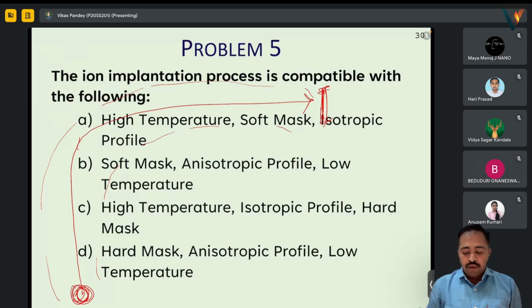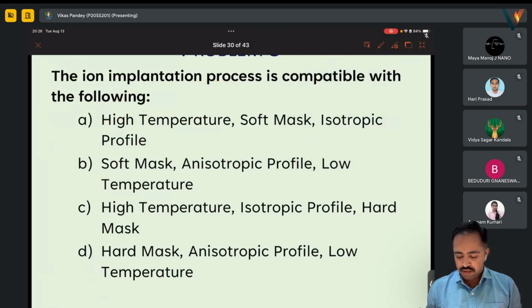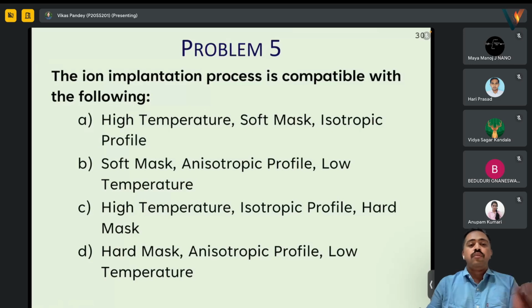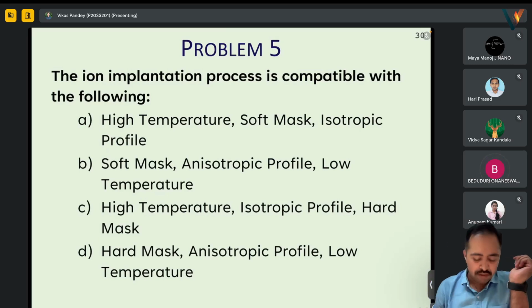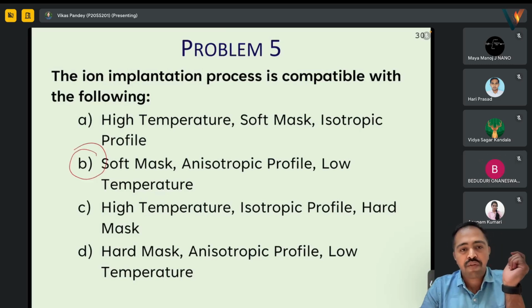Okay. Now let's come to problem 5, that is, the ion implantation process is compatible with which of the following: high temperature, soft mask, isotropic profile; soft mask, anisotropic profile, low temperature; high temperature, isotropic profile, hard mask; or hard mask, anisotropic profile, low temperature. Which one of these combinations is for ion implantation? Option B. Soft mask, anisotropic profile, and low temperature.